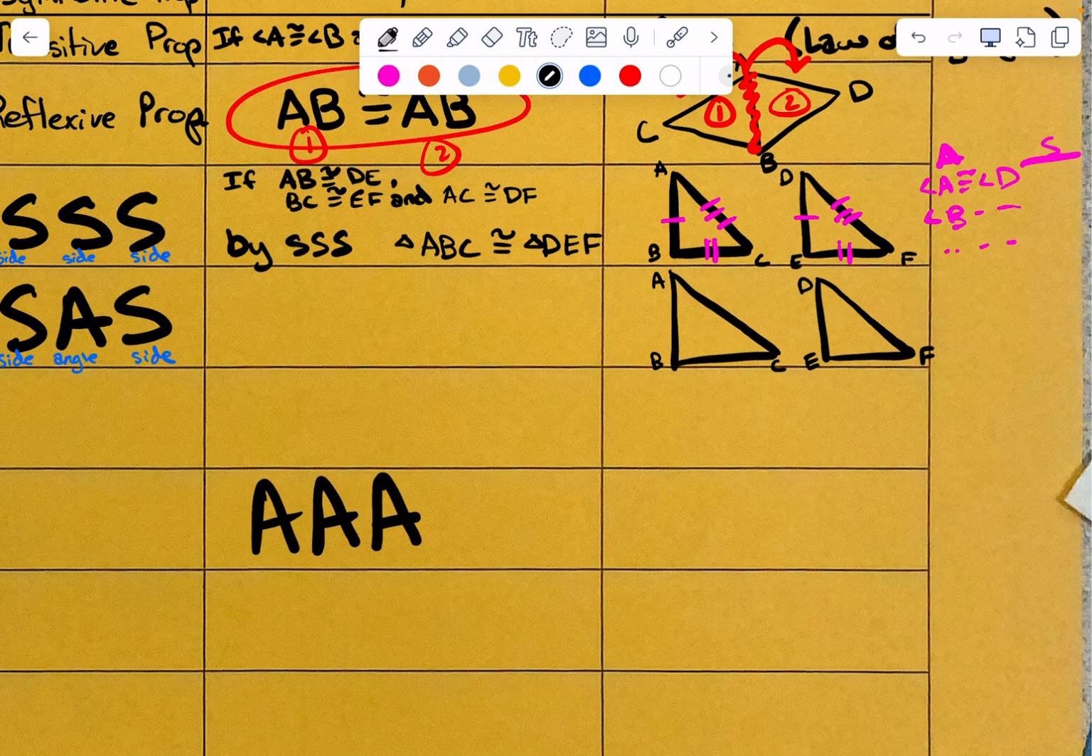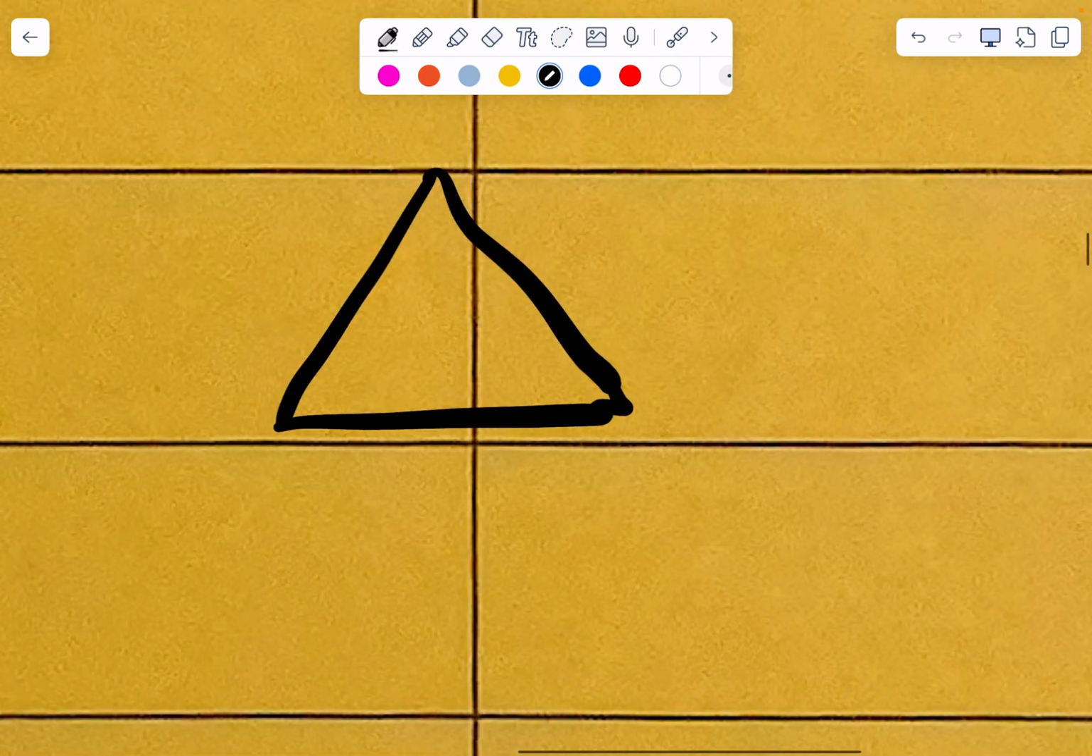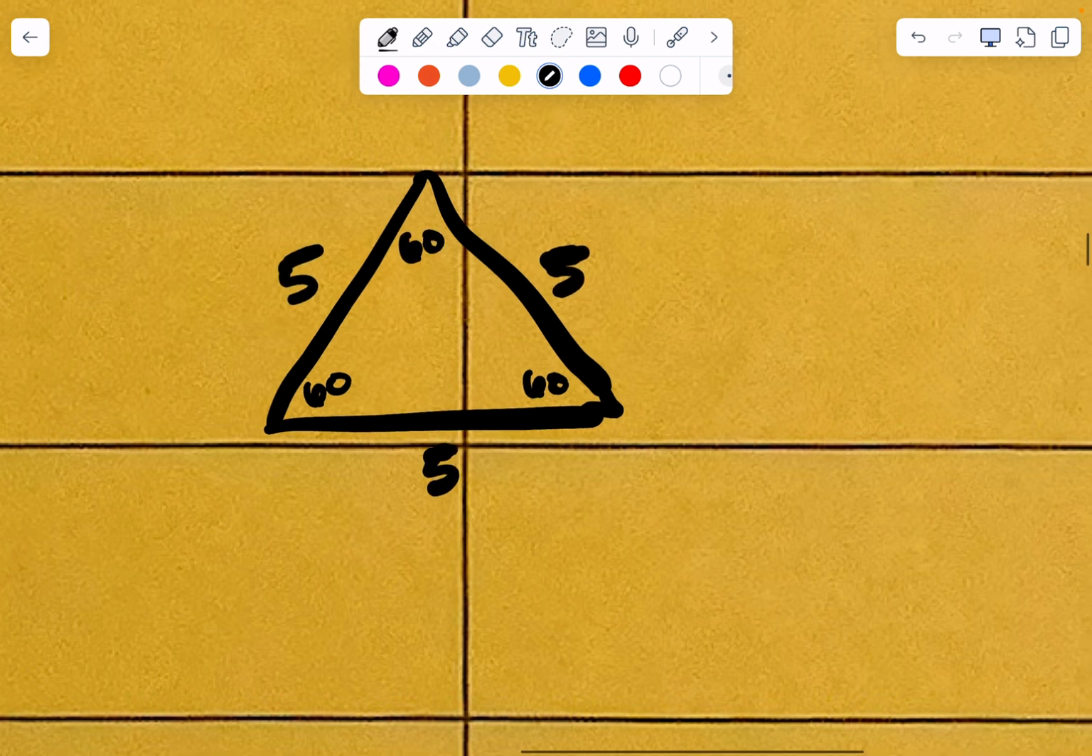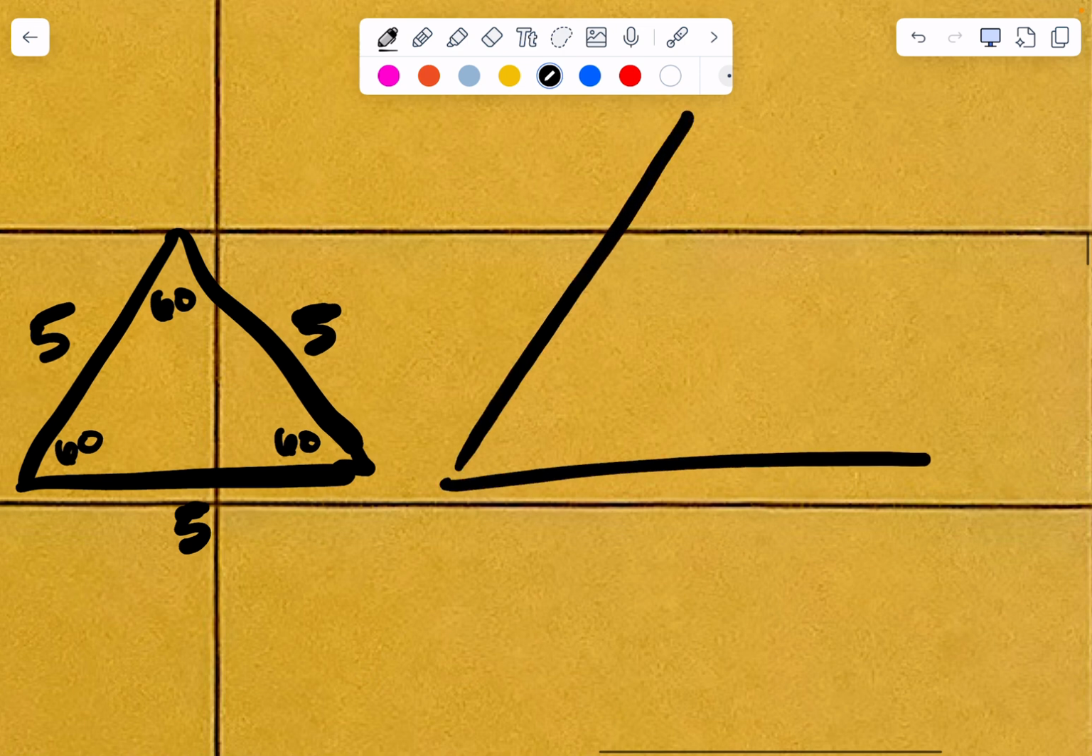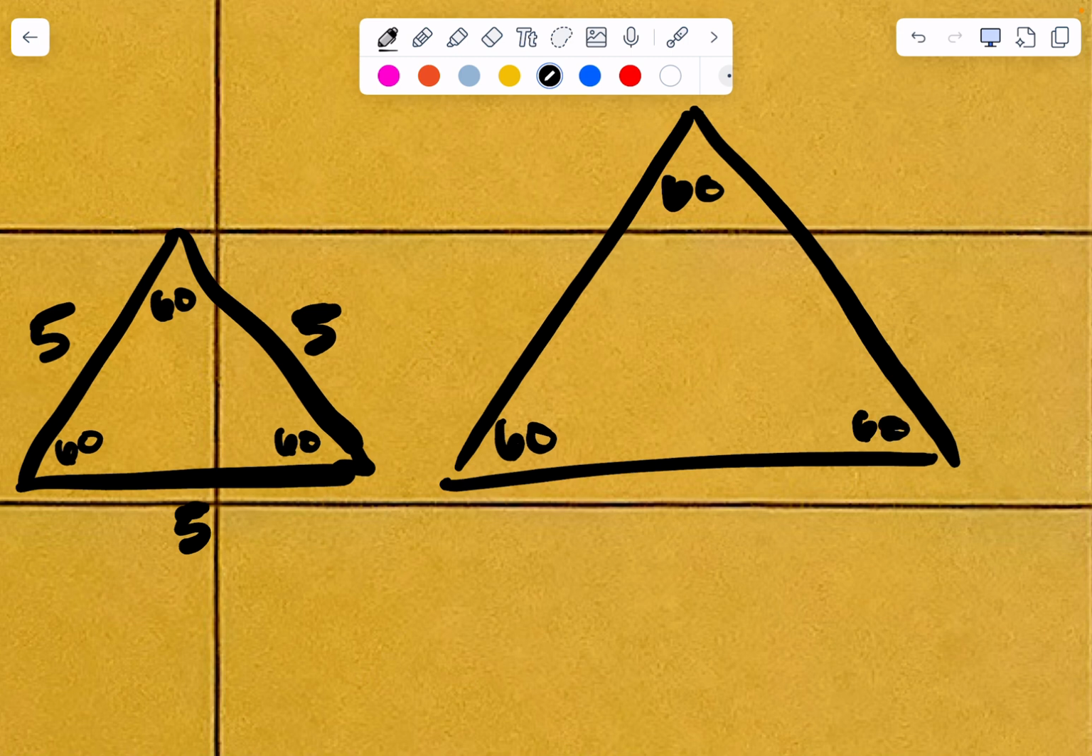Let's say I have a triangle. This is an equilateral triangle, which means all the angles are 60s. 60, 60, 60. And let's say this is 5 inches, this is 5 inches, this is 5 inches. Those angles match this equilateral triangle, which is also 60s, but these are 7 by 7 by 7.